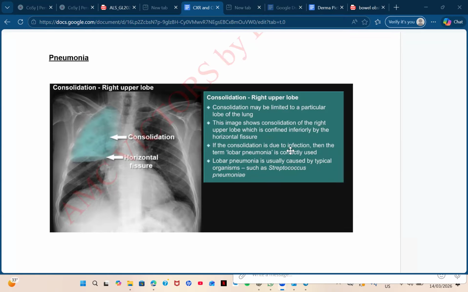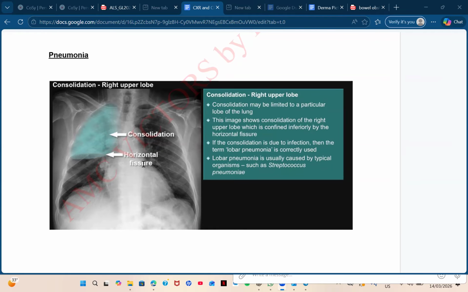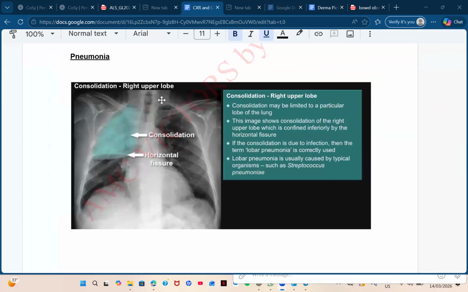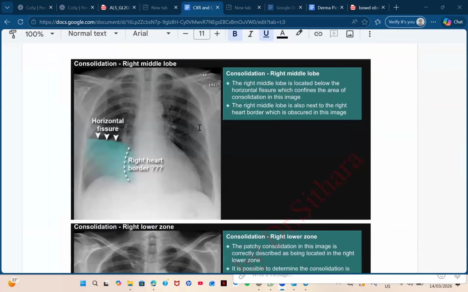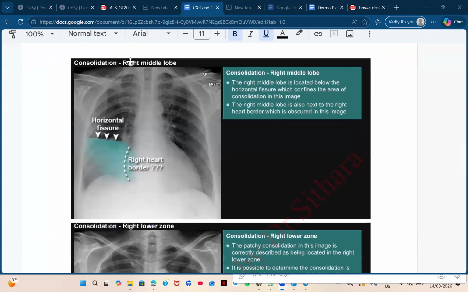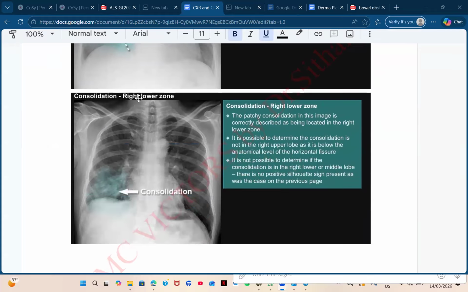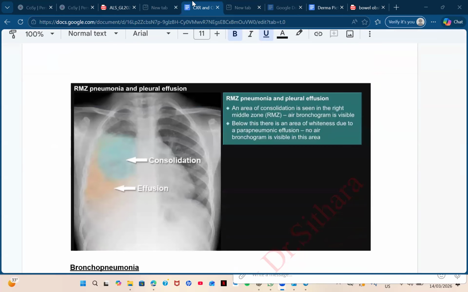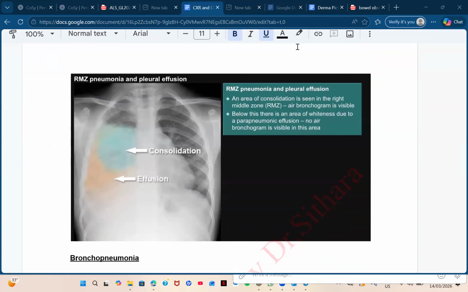So what can you see in consolidation, doctors? Consolidation is typical for pneumonia, right? Here, right middle lobe consolidation. Then here, right lower lobe consolidation. And sometimes pneumonia shows as white opacities.